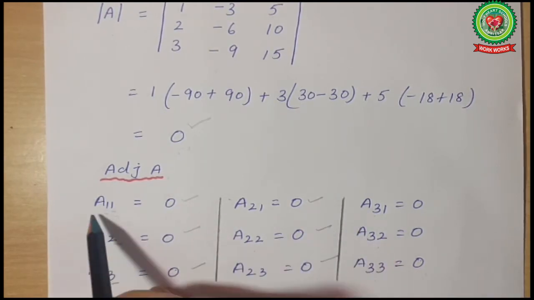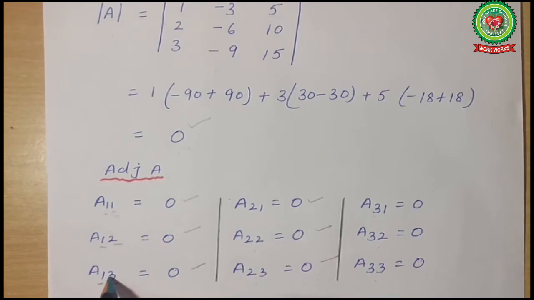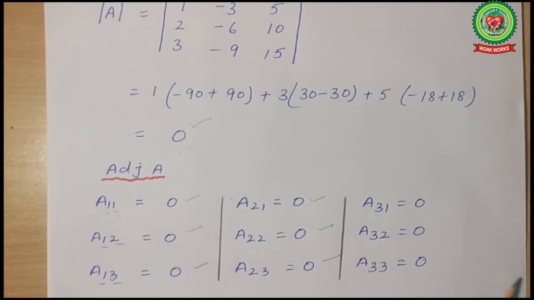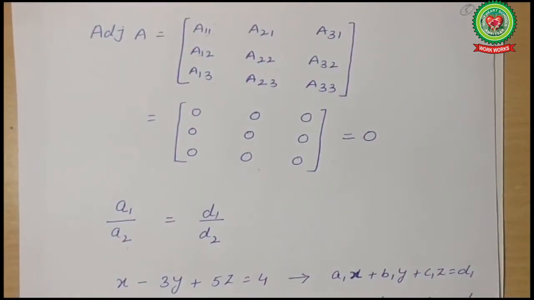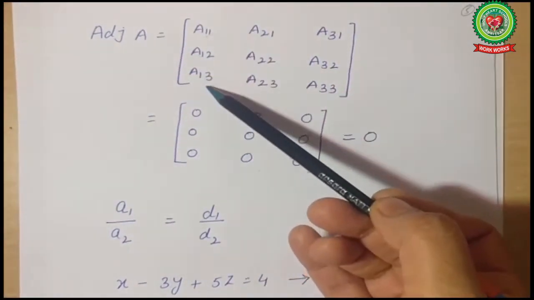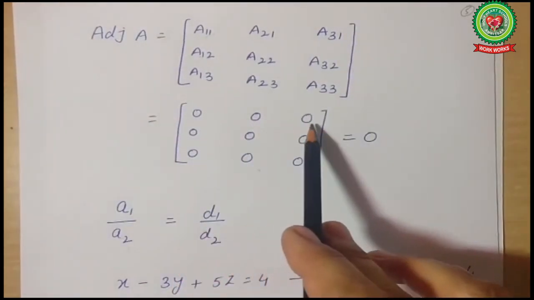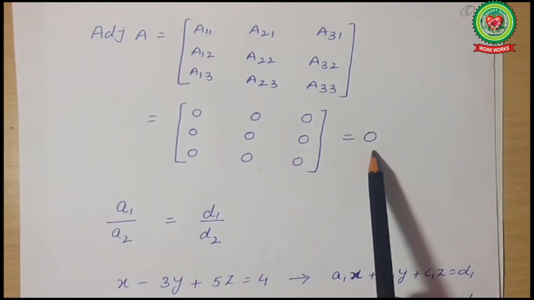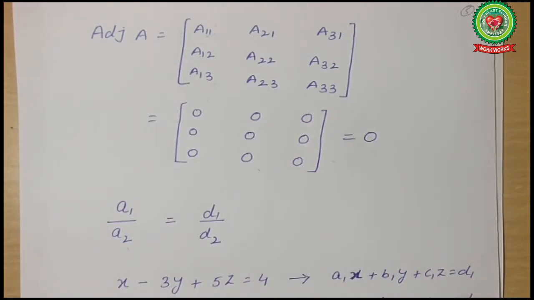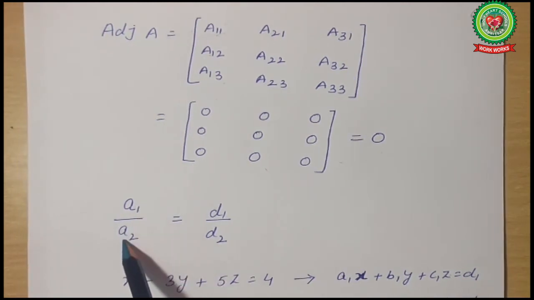Now, all these rows become columns for the adjoint A. For adjoint A, all rows become columns. That value is equal to 0. Therefore, adjoint A is equal to 0. Now, if adjoint A is equal to 0, you will find out A1 upon A2 and D1 upon D2.